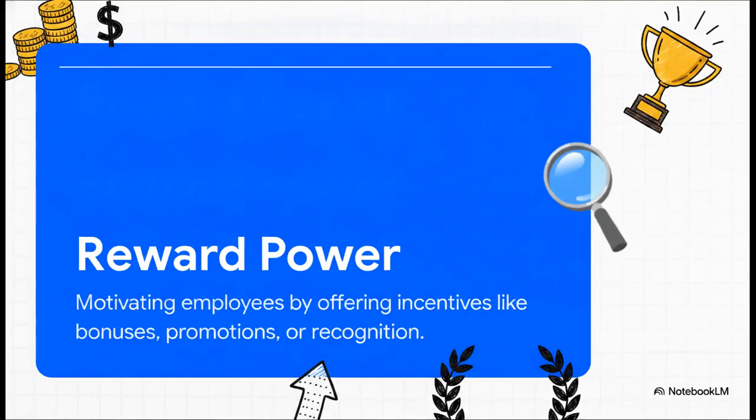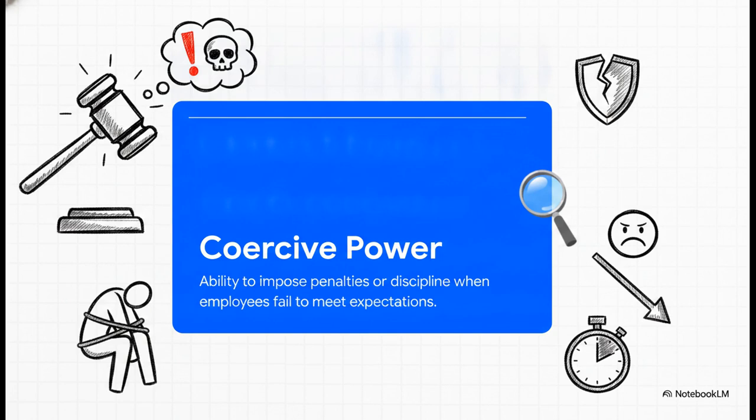Next up, we have reward power. This is the ability to influence behavior through positive reinforcement. Leaders use this when they offer incentives like juicy bonuses, salary bumps, promotions, or, honestly, even just public recognition. Basically, if you can give someone something they genuinely want, you hold reward power over them. On the flip side is coercive power, which is the ability to impose discipline when expectations just aren't met. Now, while this might get you really fast short-term results, it comes with a massive warning label. Relying on fear will absolutely destroy trust and just tank your team's morale over time.